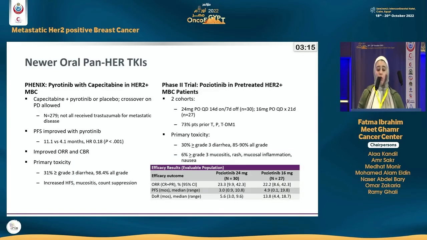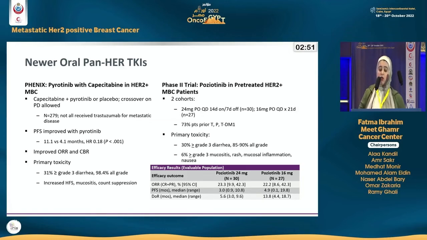New oral pan-tyrosine kinase inhibitor, pyrotinib, with capecitabine in HER2 positive metastatic breast cancer: capecitabine plus pyrotinib. It showed improved progression-free survival, improved overall response rate, primary toxicity about 31% grade 3 diarrhea, and more than 98% all grades, increased mucositis and count suppression.